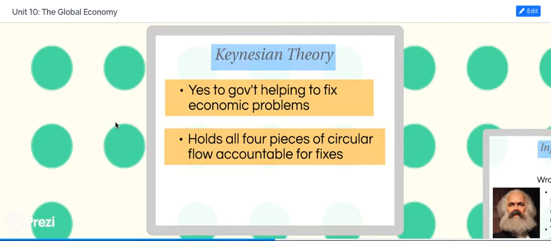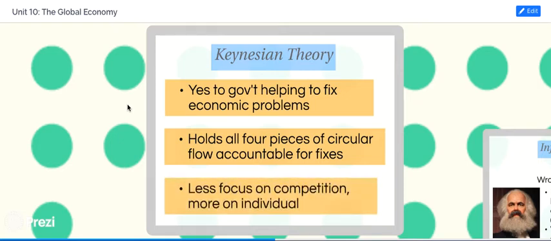All right, so all four pieces of circular flow, government at the top, banks at the bottom, households on the left, firms on the right, typically, just how it's set up, Keynesian theory holds all four pieces of circular flow accountable for fixes. So if the bank doesn't do what they're supposed to do, government can't do what they're supposed to do. If households don't get it together, the firms can't get it together. This, that, and the third.